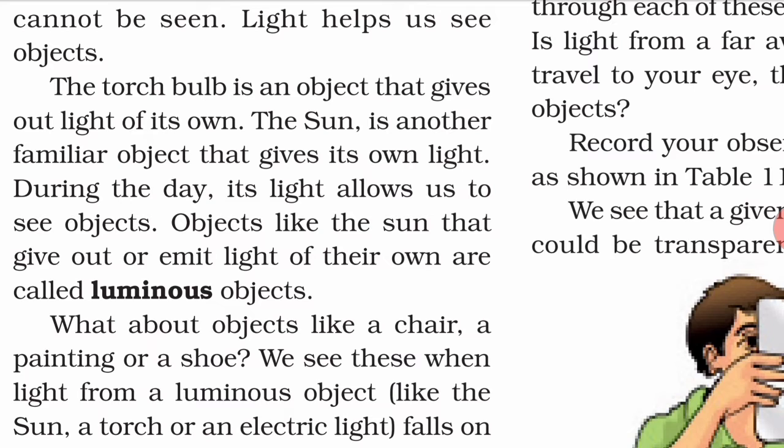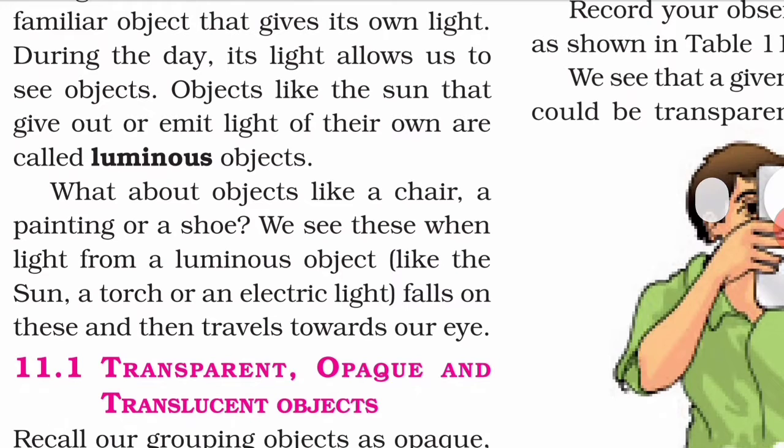If I ask you, how are you able to see the chair or a table in the room? It is only with the help of light, means a torch. That means to see any object you need a luminous object like the sun or a torch or an electric bulb. The light of the luminous object, when it falls on the object that we have to see, then that light travels towards our eyes, so we are able to see.